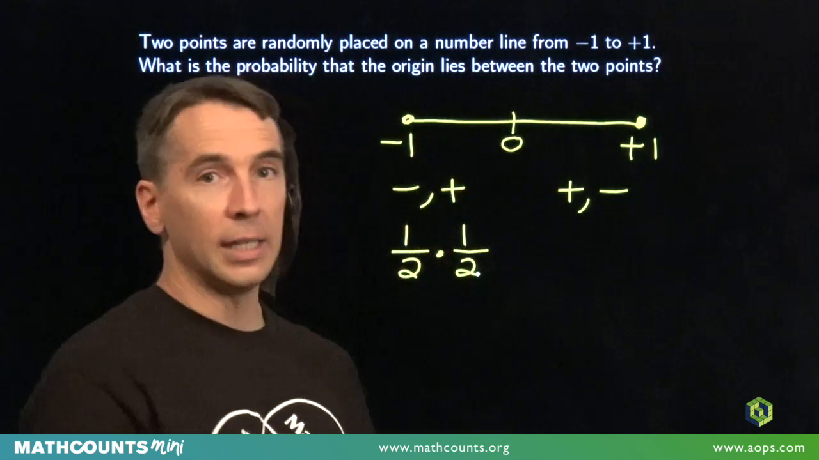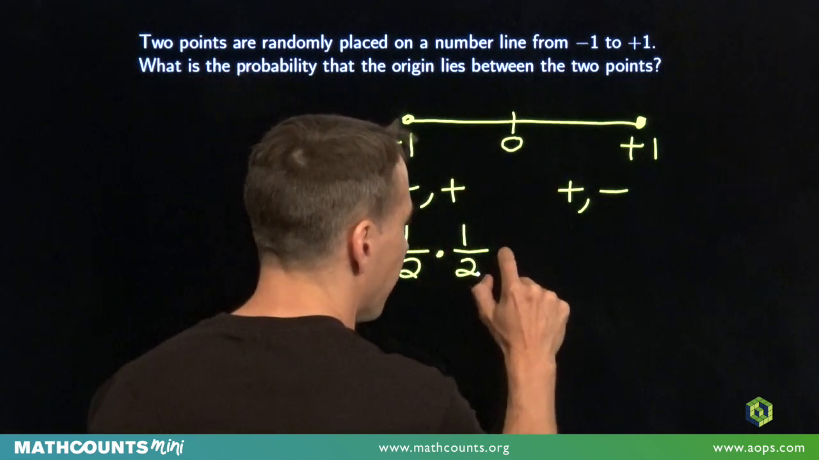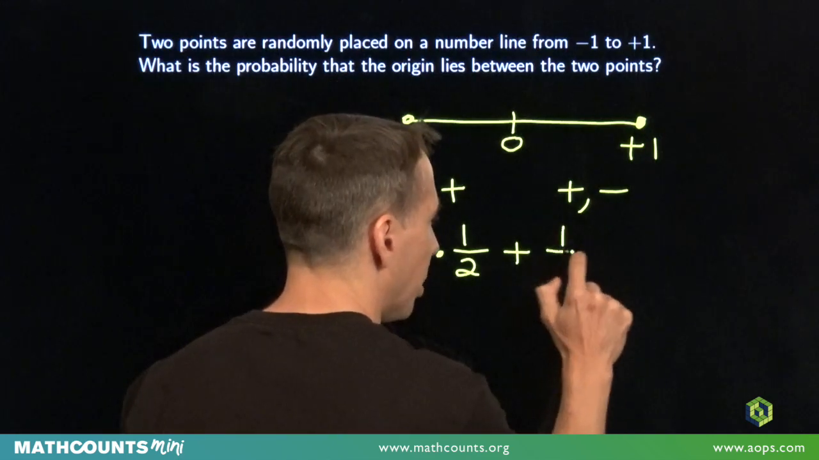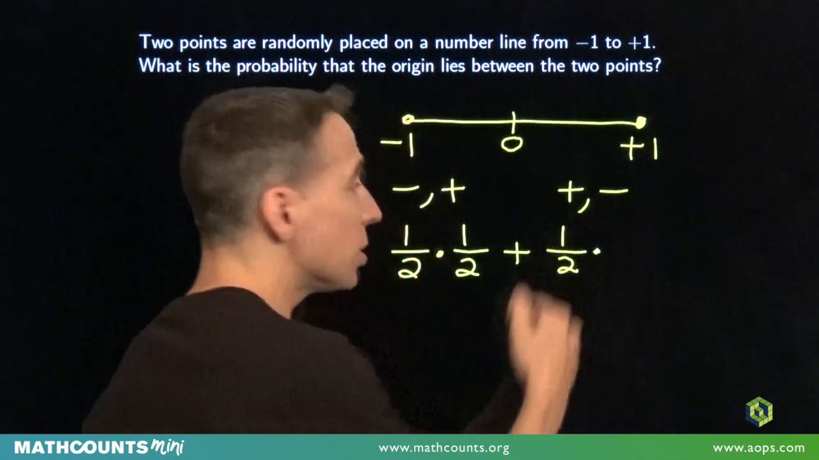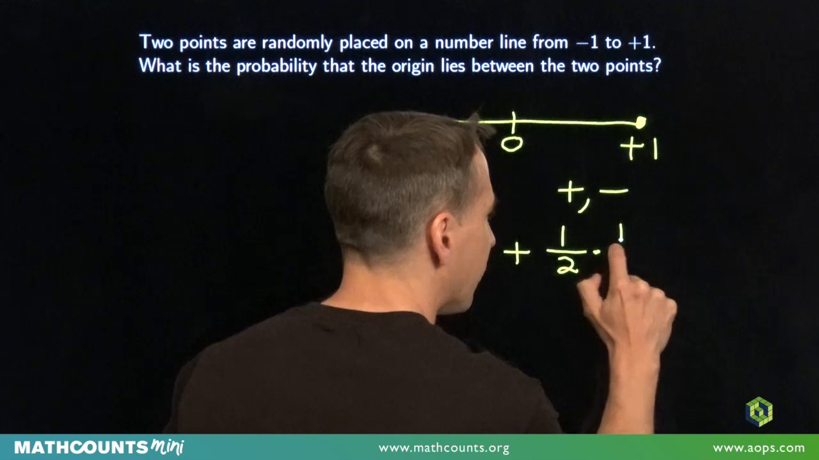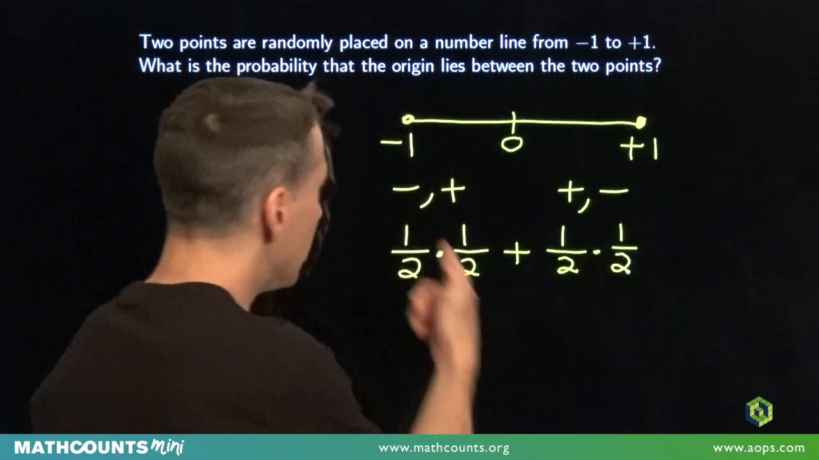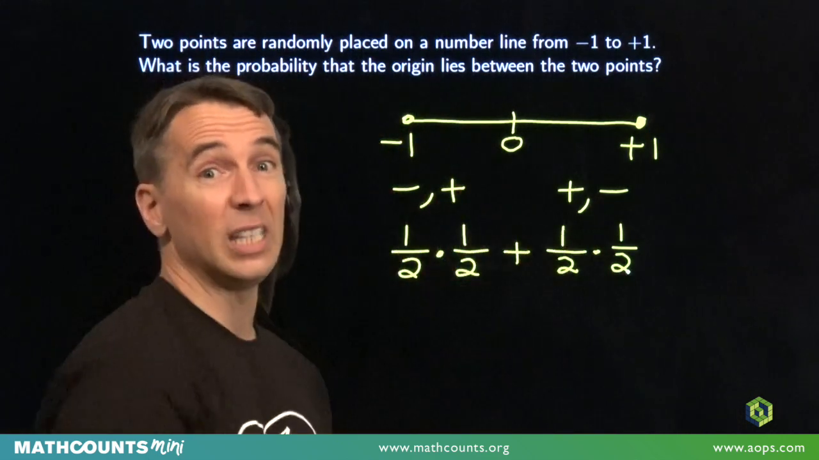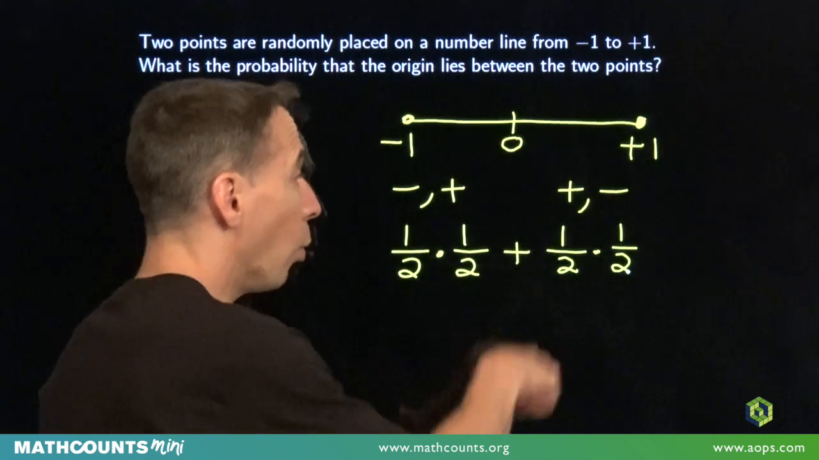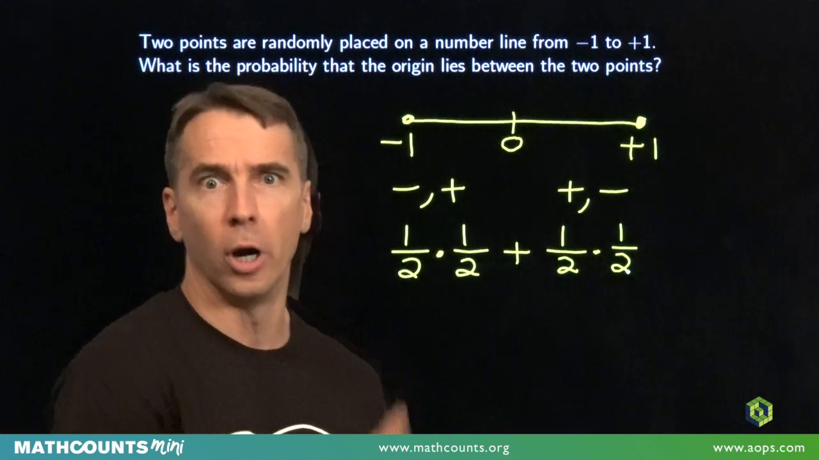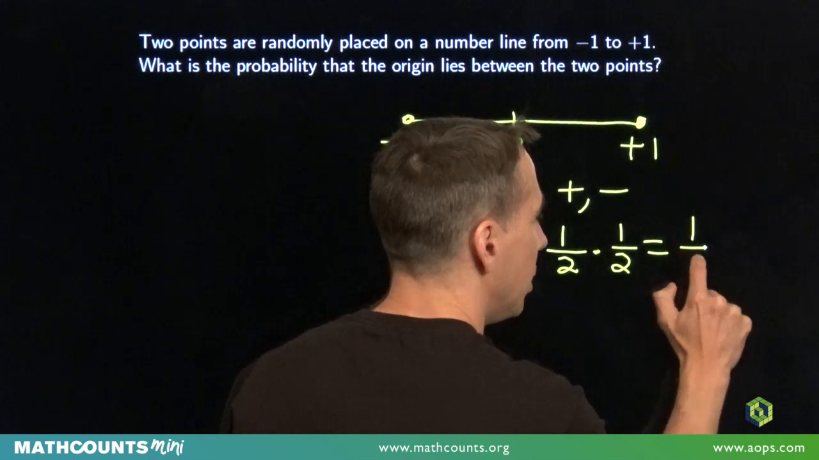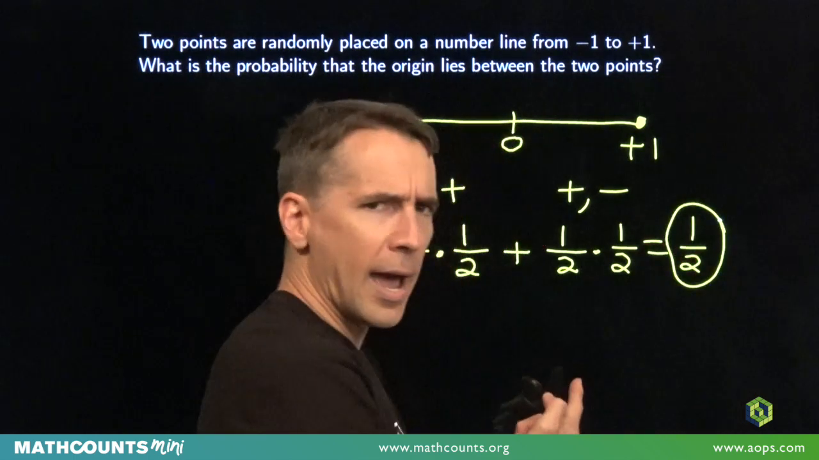Well, now let's take a look at the other case. We choose the positive number first. Well, we know that that happens with probability 1/2, because half the number line is positive. And then we choose the negative number second. That happens with probability 1/2, because half the number line is negative. So those are our 2 cases. We find the probability in each case, then add them up. 1/2 times 1/2, that's 1/4. 1/2 times 1/2, that's still 1/4. 1/4 plus 1/4, our probability is 1/2.